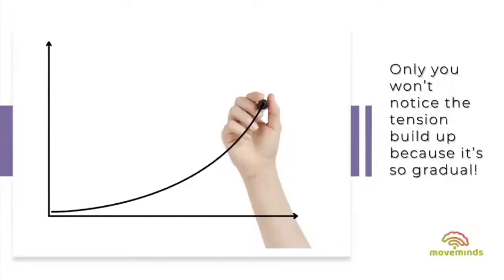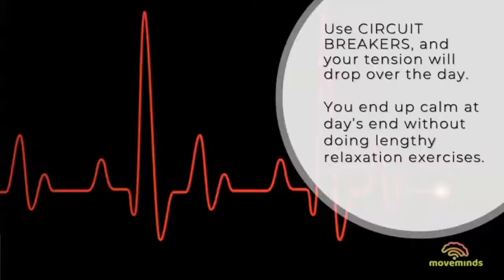You won't notice that tension because it's so gradual. It was just a little tiny thing. How did that possibly make me tense? Well, it's what we do. We respond to these events in our environment and we build up tension. So what you can do is use circuit breakers so that your tension drops over the day. And then you end up calm at the end of the day without doing any lengthy relaxation exercise. And I know that time is a challenge for you.